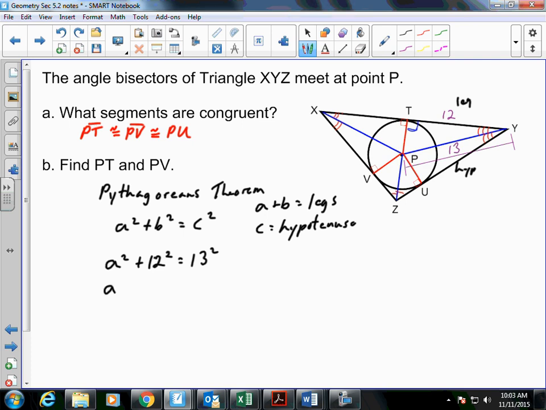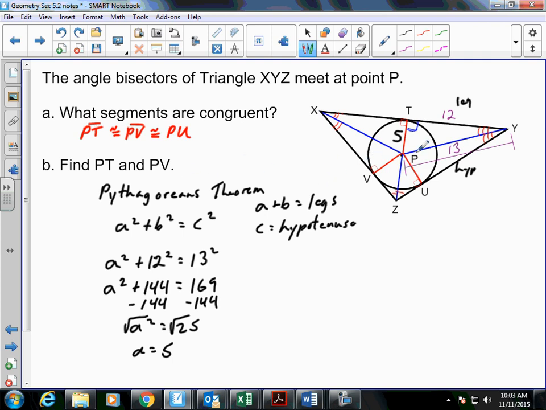Now it's just a matter of solving for a. So a squared plus 12 squared, which is 144, is going to equal 13 squared, which is 169. Subtract the 144 from both sides, and we get a squared equals 25. And to find the actual length of a, then we have to take the square root of both sides. So a equals 5, or in this case, a represents PT, so that's 5.